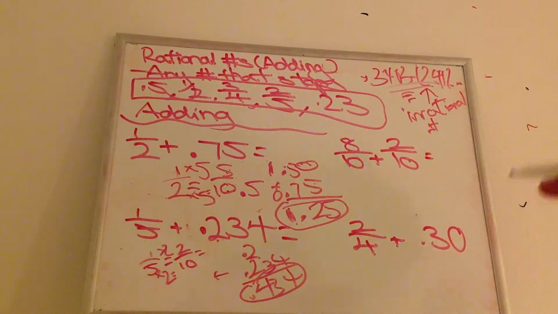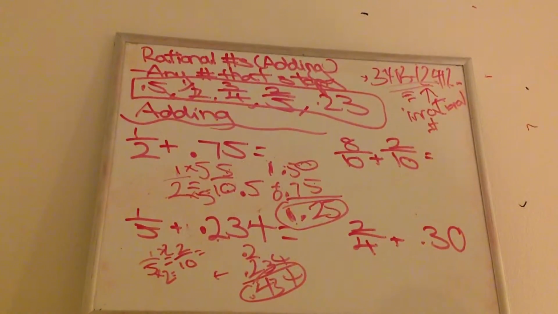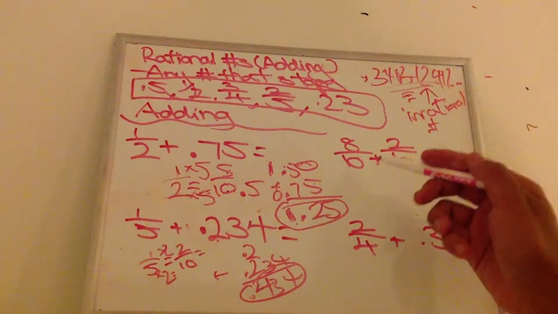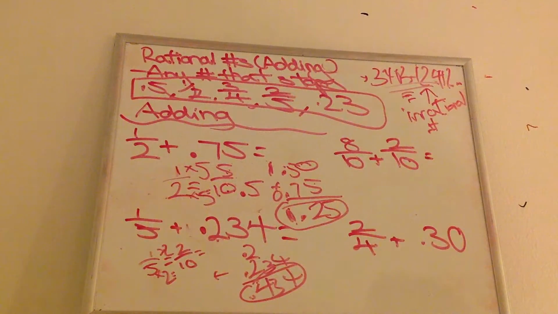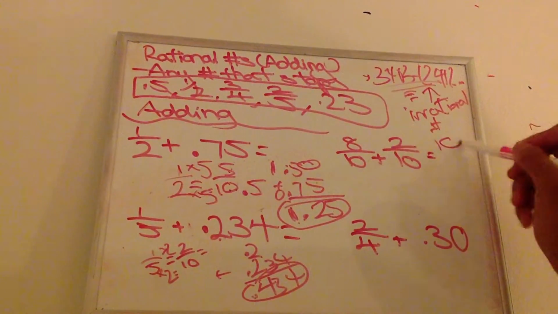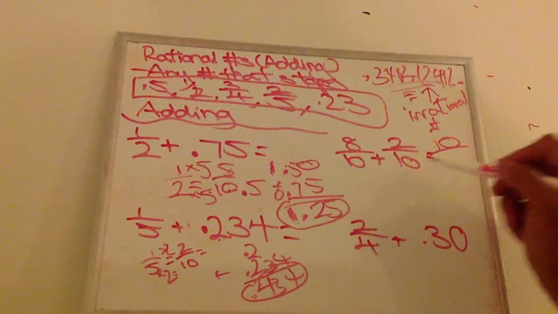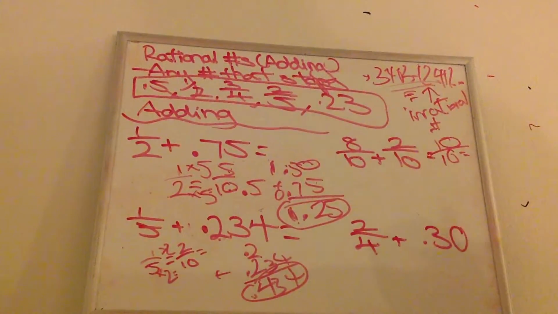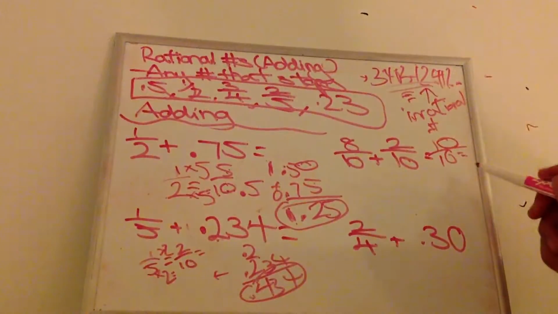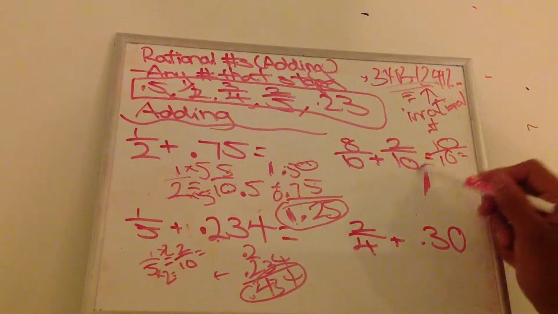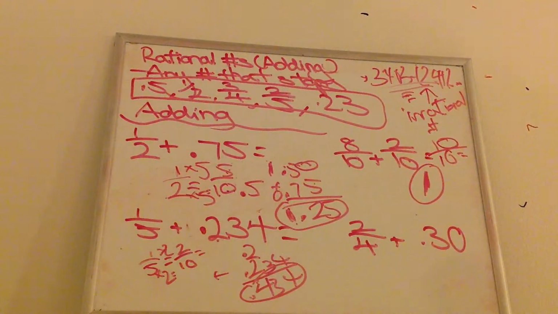Now let's look at this one. 8/10 plus 2/10. Well, first of all, you see, this is a common denominator, so you don't have to change anything. And they're both in fraction form, so you have a double whammy. You don't have to do anything. 8 plus 2 is 10. Keep the denominator, 10 over 10. And then what? 10 divided by 10 is 1. So 8/10 plus 2/10 is 1.